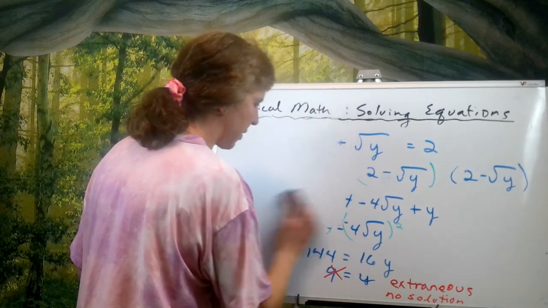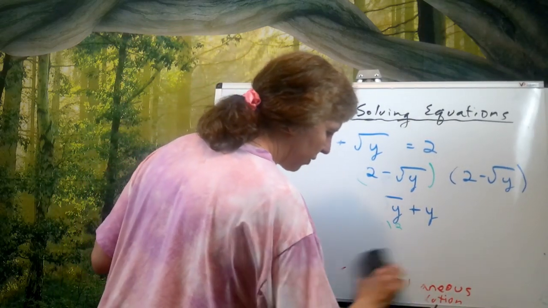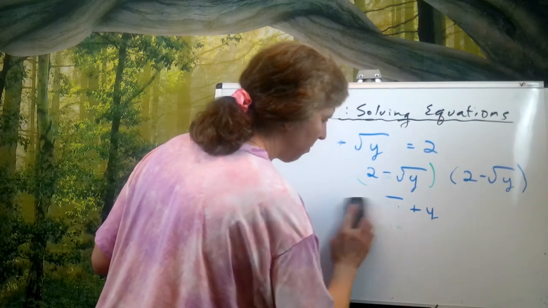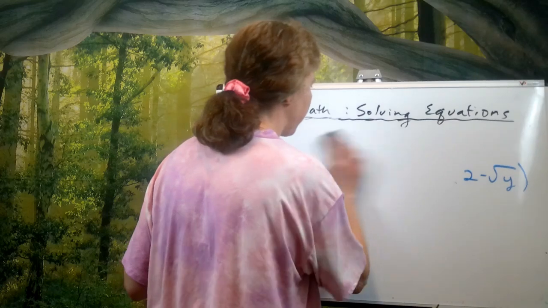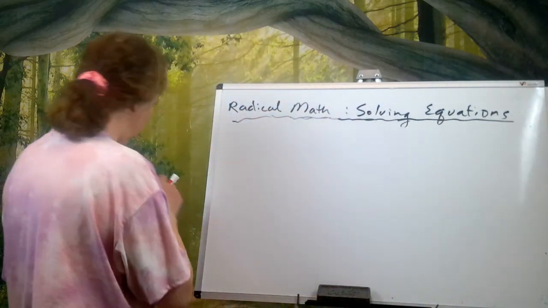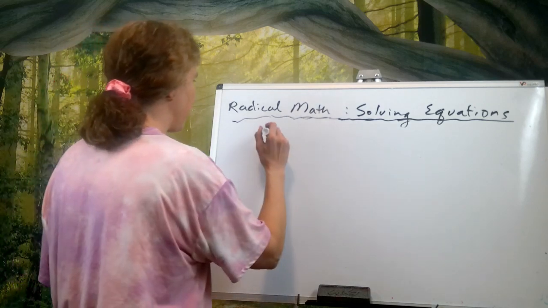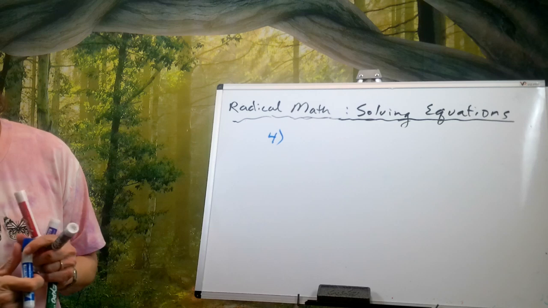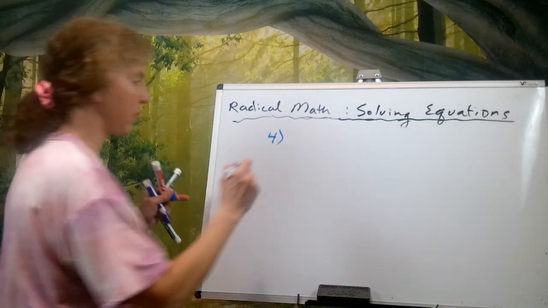All right, let's try one that's a little more difficult. Okay, so this one's number 4. And which one did I use? Square root of 2x plus 5.